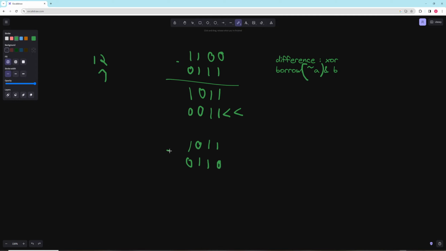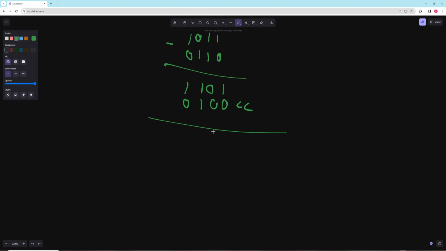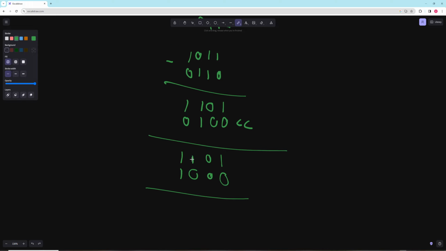And now we do the same thing. So we XOR first to get the difference without the borrowing. So we get 1, 0, 1, 1. Now we do the borrow. So we get 0, 0. We borrow here, 1, 0. Then we shift this. And we get 1, 1, 0, 1. Hopefully I did this right. Okay. So, like I said, hopefully I did this right, but we'll see.